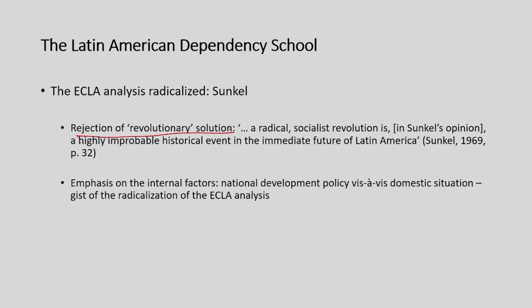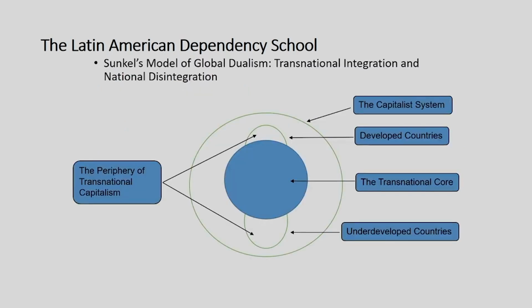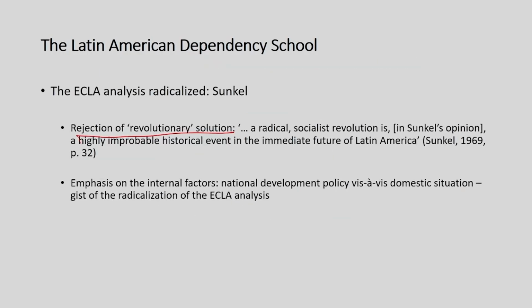He rejected the revolutionary solution which was diligently debated in radical circles. A radical socialist revolution is, in Sankel's opinion, a highly improbable historical event in the immediate future of Latin America. His views on the Latin American bourgeois contain an entirely different air of optimism to those of the radicals, with whom we shall discuss this when we'll be dealing with Sankel's model of global dualism, transnational integration and national disintegration. Okay.